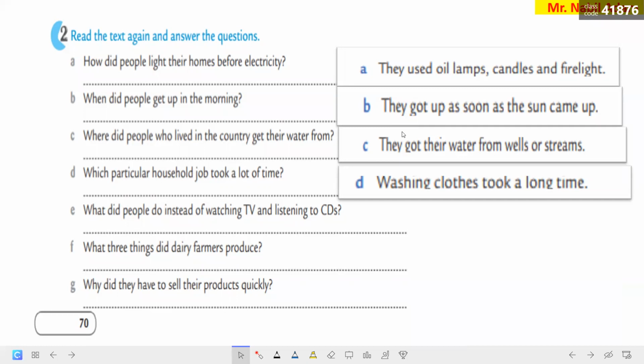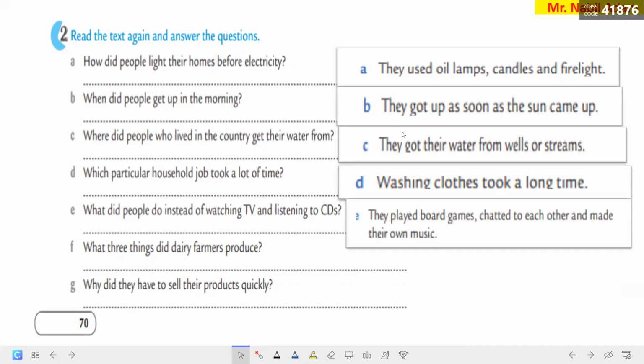What did people do instead of watching TV and listening to CDs? People didn't watch TV or listen to CDs. So what did they do in their free time? They played board games, chatted to each other, and made their own music.